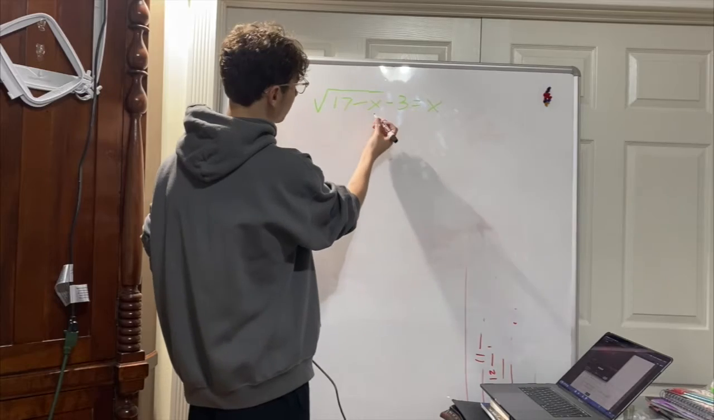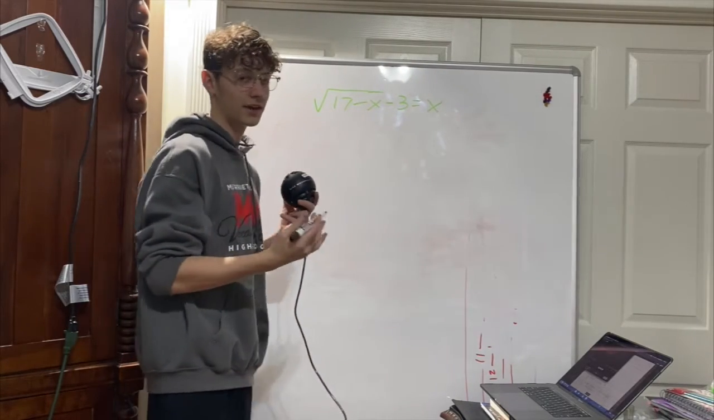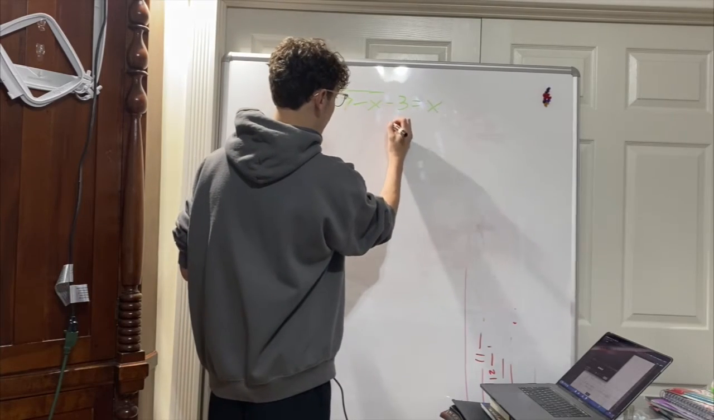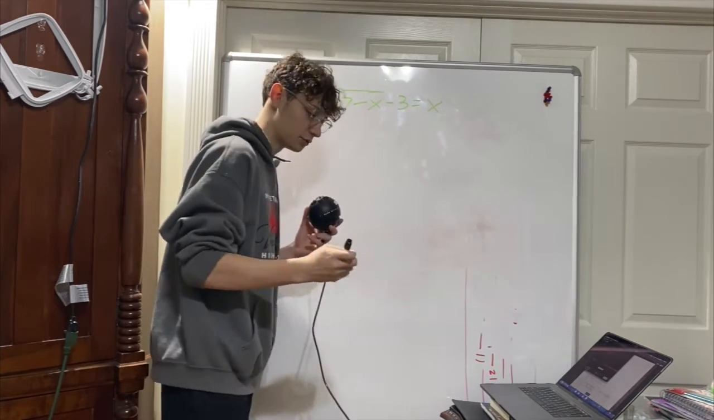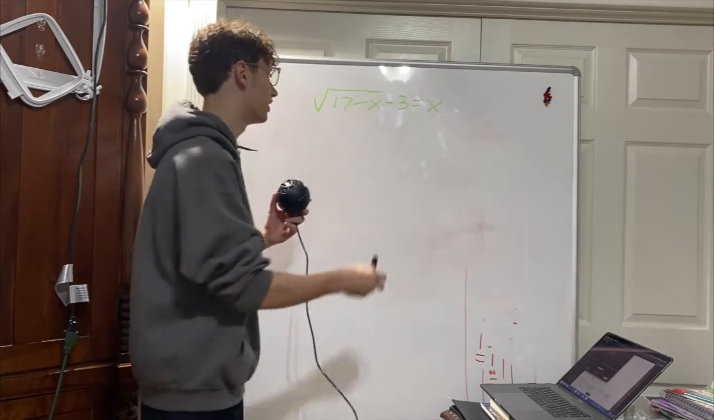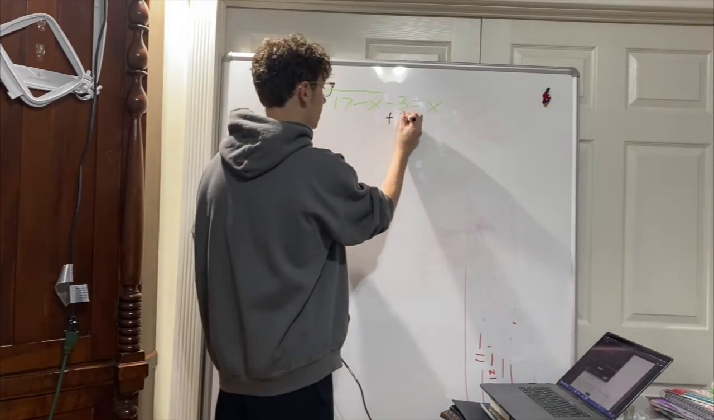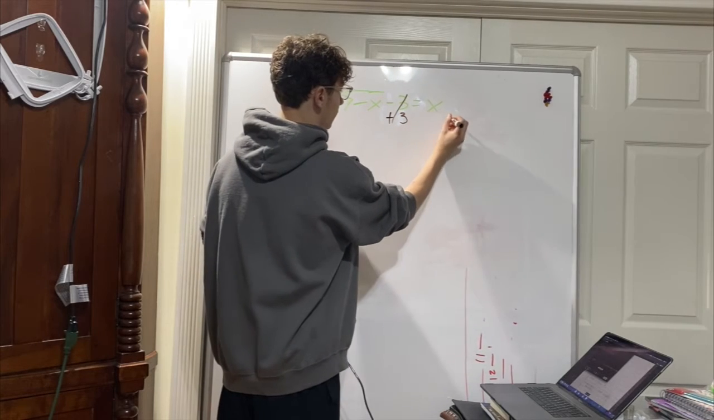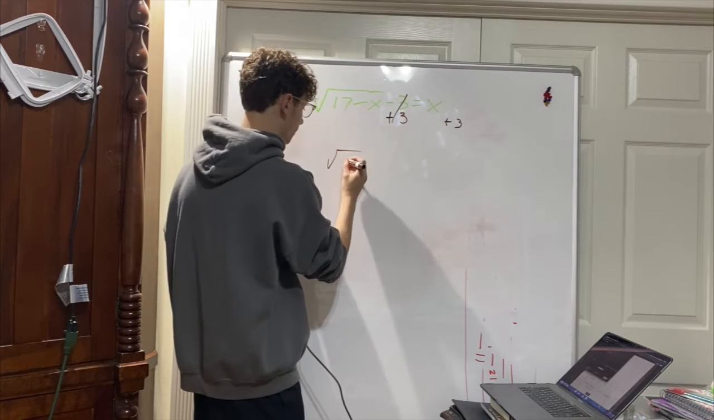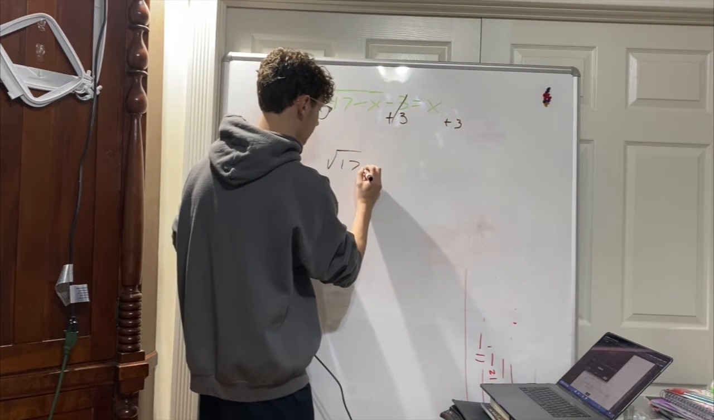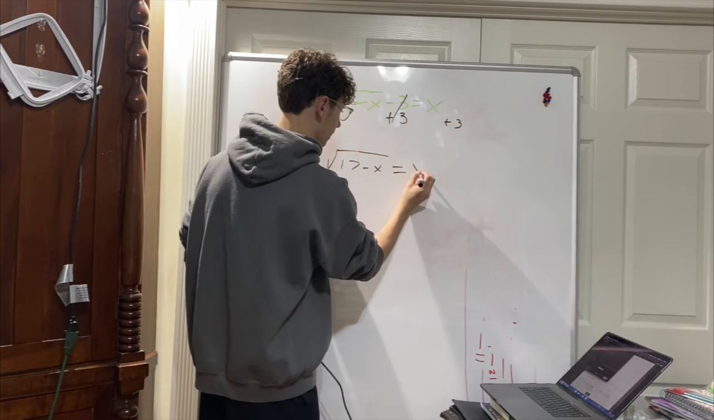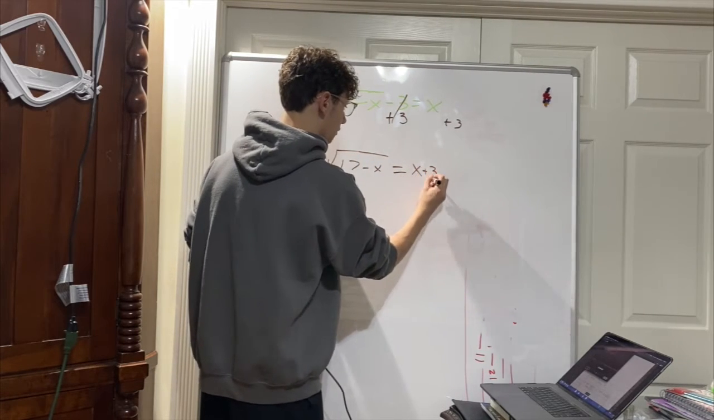Most of the time when you want to find x, you want to get x to its own side. You can't really do that. You can't move something out of a radical. So what you want to do is the next best thing, which is add 3 to both sides. So then you have the root of 17 minus x equals x plus 3.